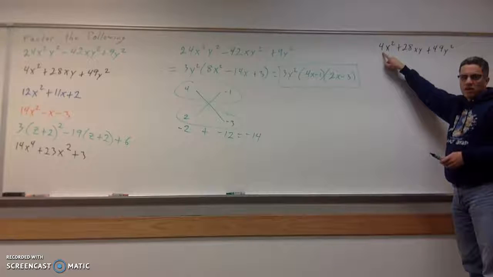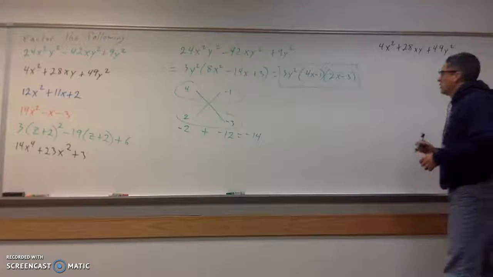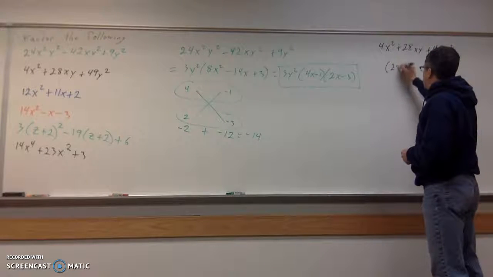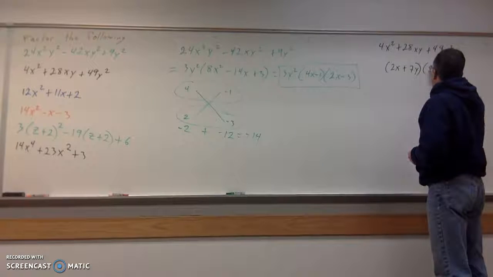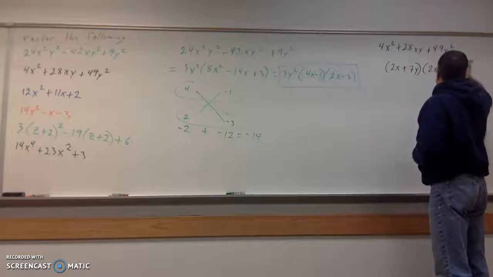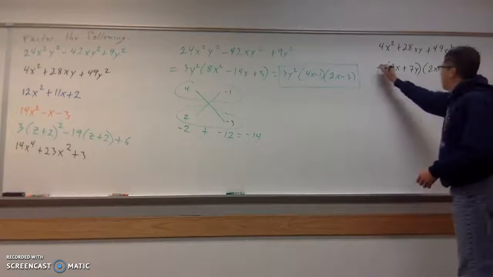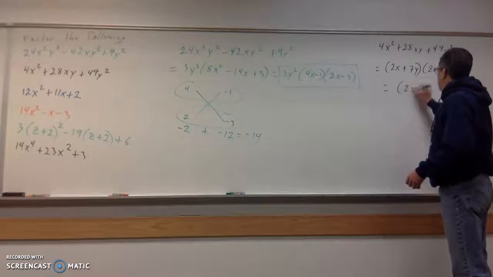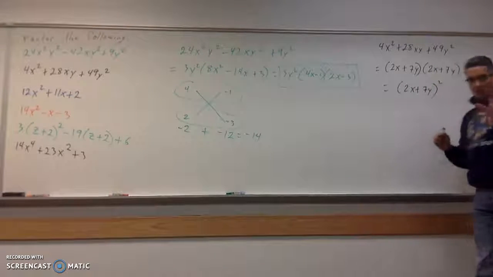It's 4x squared. That 4 is a perfect square, right? Look over here, 49y squared. 49 is a perfect square. The square root of 49 is 7. The square root of 4 is 2. So, what I'm saying here is that I bet the factors are going to be 2x plus 7y times 2x plus 7y, or 2x plus 7y squared. Let's check this and make sure.